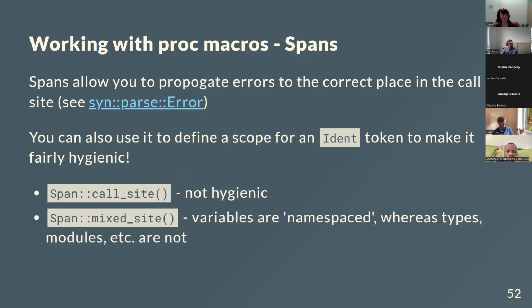So if you've set the span to be the call site, then that means it's not hygienic because it really exists in the calling code. Sometimes you want that. In the example we gave earlier of creating variables, if the span of your identifier is the call site, then you can shadow at will because the syntax context is the same. If it's a mixed site, then it means that variables are namespaced like they are with declarative macros, whereas the same as declarative macros, types, modules, etc., are not going to be namespaced.